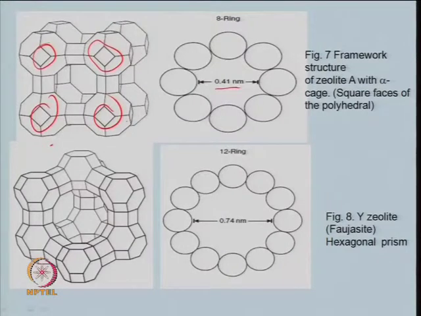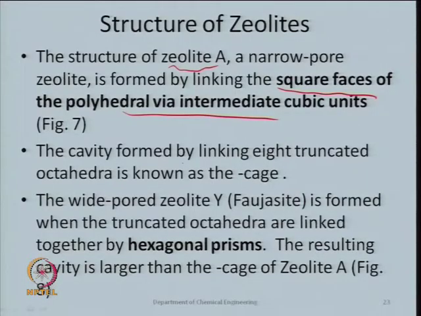So, this is the framework structure of zeolite A with the alpha cage. The square faces of the polyhedra are interconnected. That is what I said, that several footballs are placed. Which face of the crystal framework is attached or oriented will give you a kind of opening of the pore. So, the cavity formed by linking 8 truncated octahedra is known as the cage, alpha cage, beta cage, what I was talking about. Different kinds of cage structures or sodalite cage structures can be obtained from this.